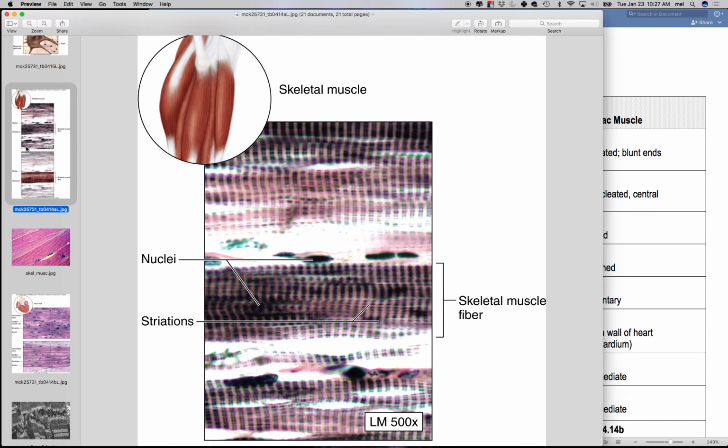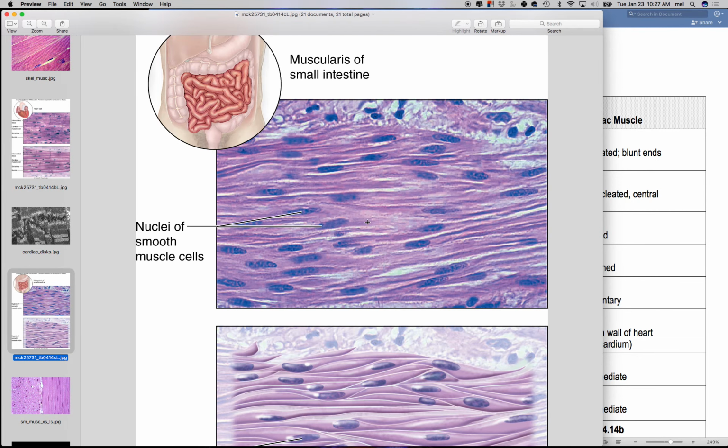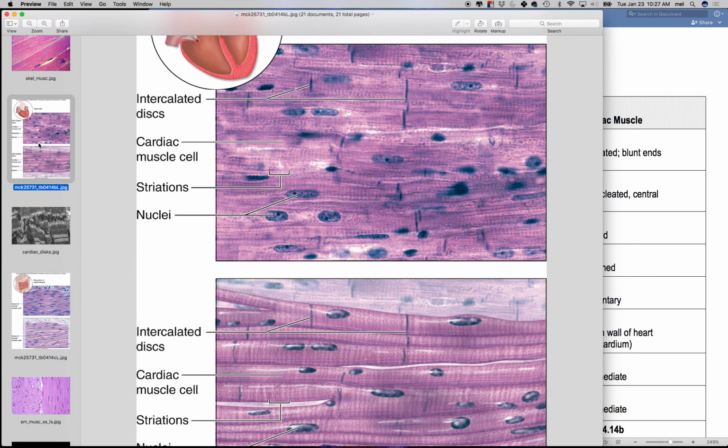So if you look at skeletal muscle, it is multinucleated, and usually the nuclei are pushed up against the side. So it's multinucleated and they're peripheral. Smooth muscle is uninucleated, and usually the nucleus is centrally located in the cell. And then cardiac muscle is uninucleated, usually centrally located as well. So here's cardiac muscle, usually one nucleus per cell. Does that make sense? Okay.